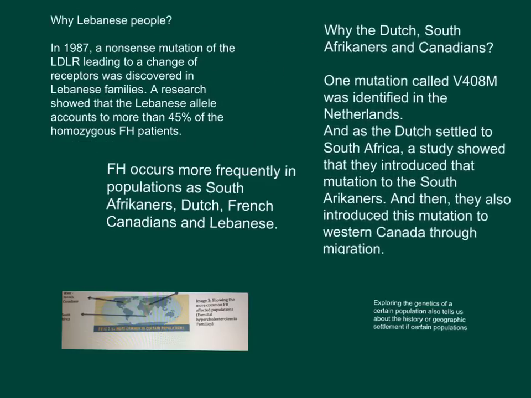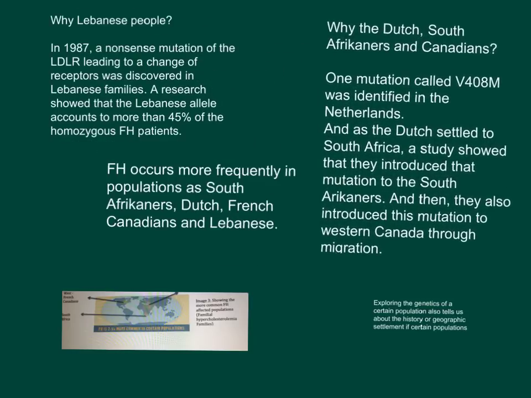Why the Dutch, South Afrikaners, and Canadians? Well, one mutation called V408M was identified in the Netherlands. Another Dutch group settled in South Africa. A study showed that they introduced that mutation to the South Afrikaners, and then they also introduced this mutation through migration to Western Canada.